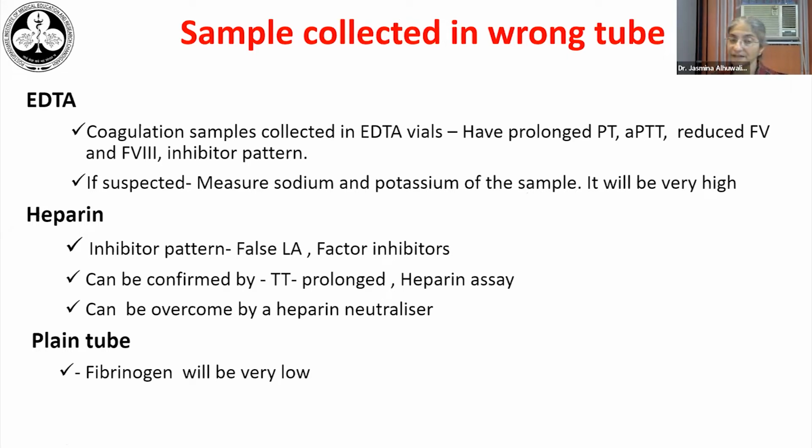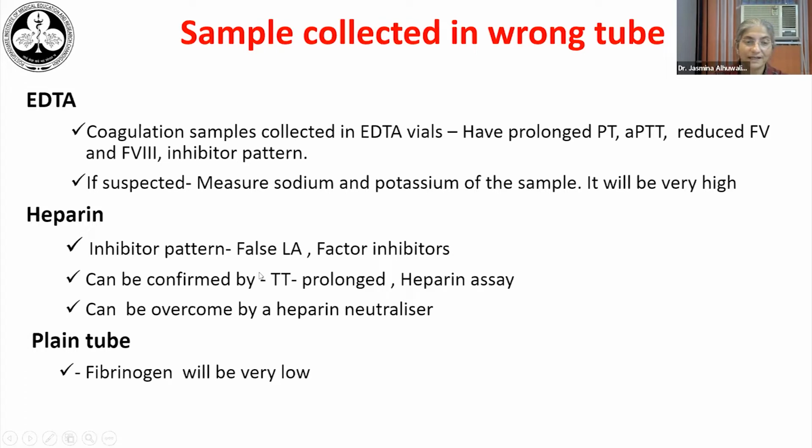And this is very difficult to pick up unless the primary EDTA tube is visible. I have seen instances where the sample was collected in EDTA and then shifted into the citrate tube because it was realized that the sample needs to go in citrate. However, there was already EDTA in the sample. So if it is suspected, then measuring the sodium and potassium of the sample will give us a clue, because that is likely to be very high in EDTA samples.